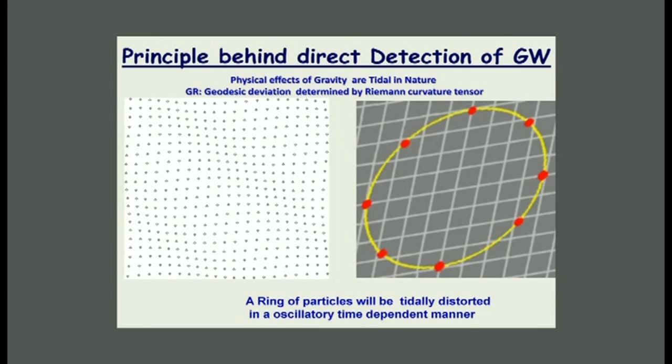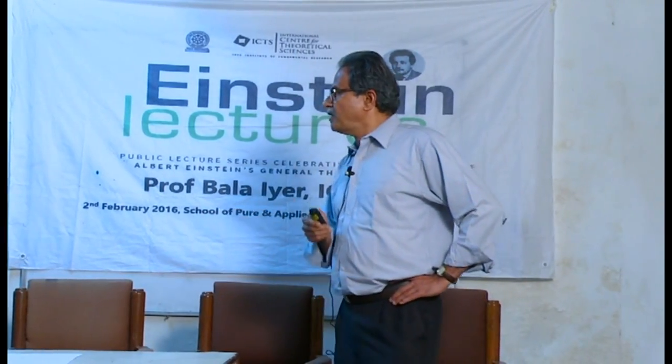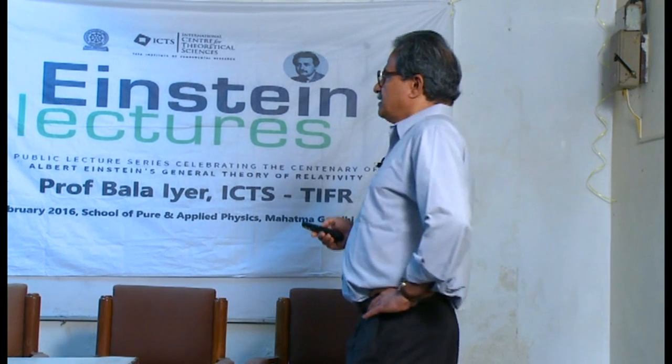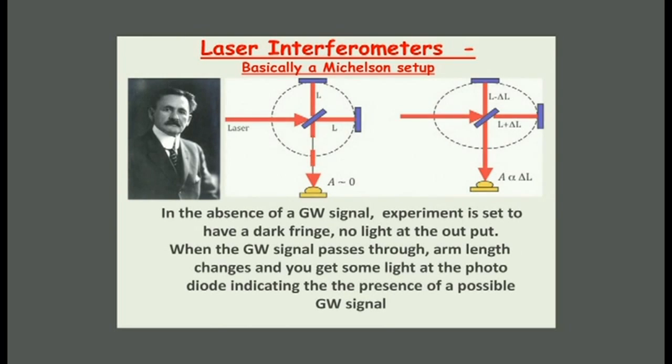So the next problem you have to do is, if I take an astrophysical source, how much squeezing will happen if I take a ring of particles? Now I will come to that in a moment, but the fact that we are going to have some squeezing means that we have to measure a small displacement, and if you want to measure small displacements, the best instrument as we know today are laser interferometers.